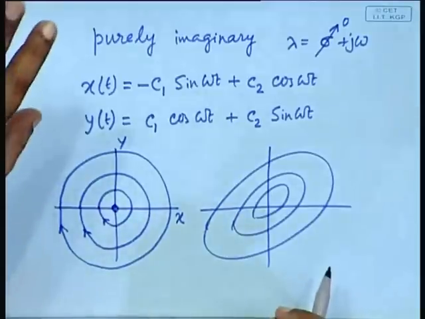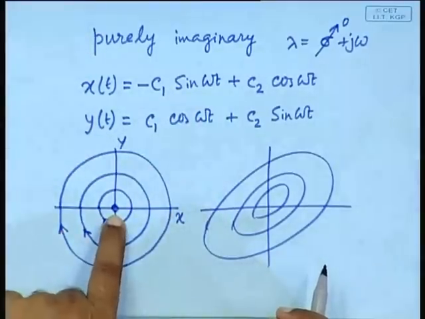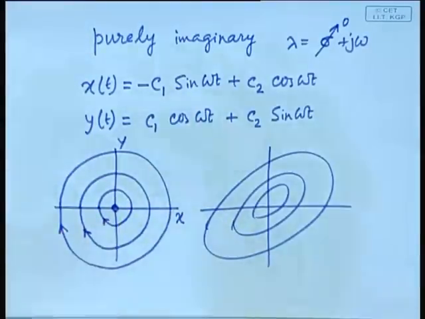Earlier, when we were considering the real eigenvalues, we said it is a node or it is a saddle. That means the equilibrium point is called a node if the eigenvalues are real and both negative or both positive. It is called a saddle if one is negative and the other is positive, but real. But if you have purely imaginary eigenvalues, then this is called a center, for very obvious reasons.